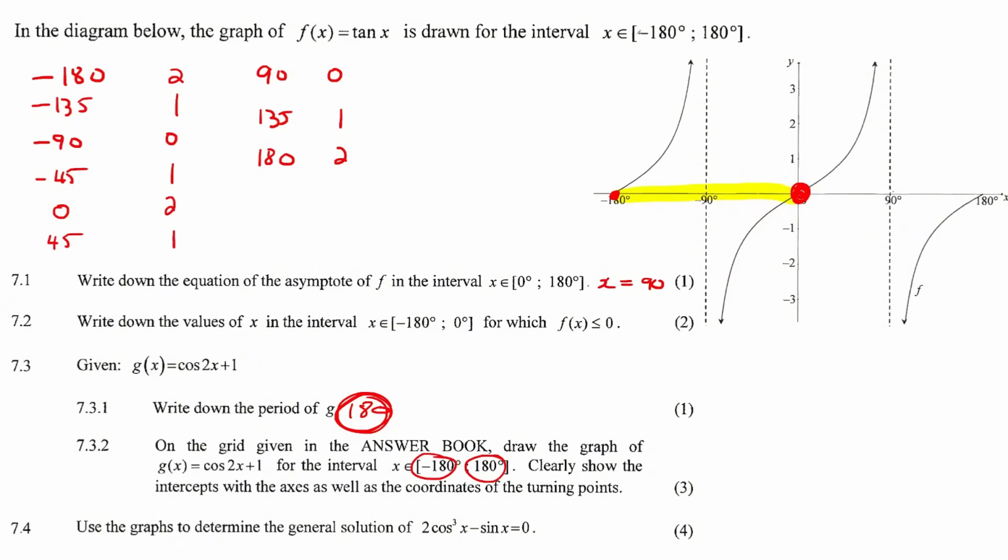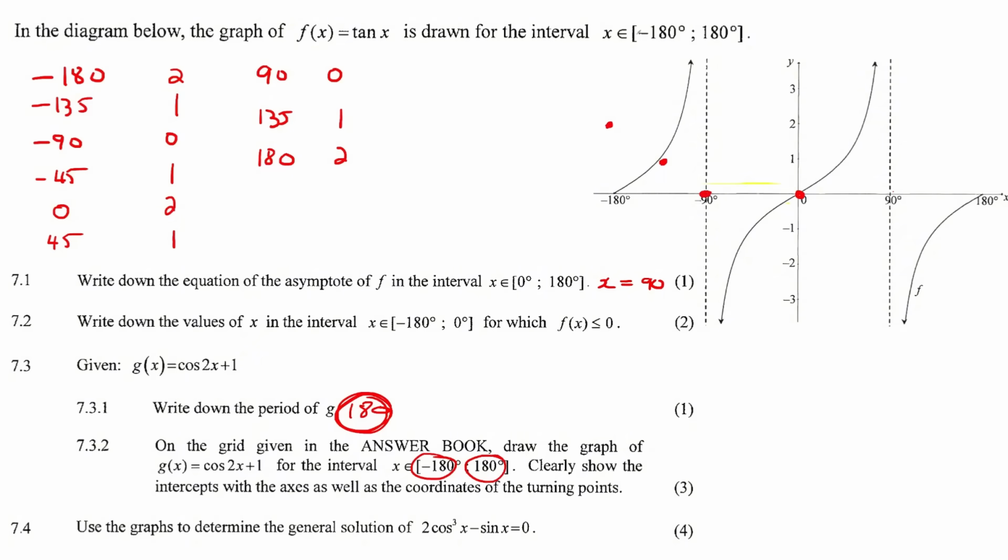So now we're going to go fill everything in. So let's just get rid of all of that. Okay, so minus 180 and 2. So that's going to be over there. Minus 135 is in between here, and 1, so it's going to be there. And then minus 90 and 0.